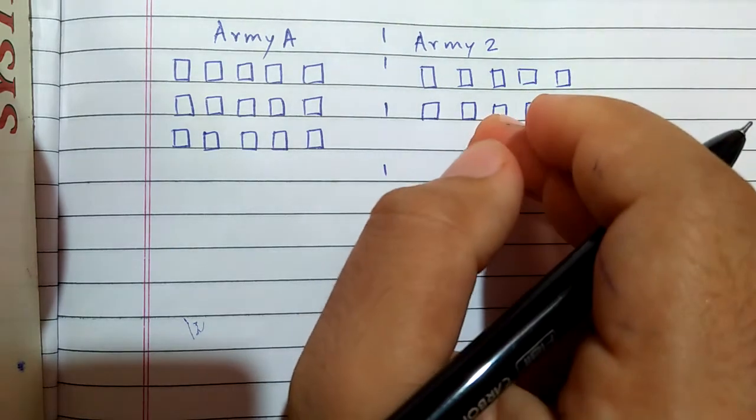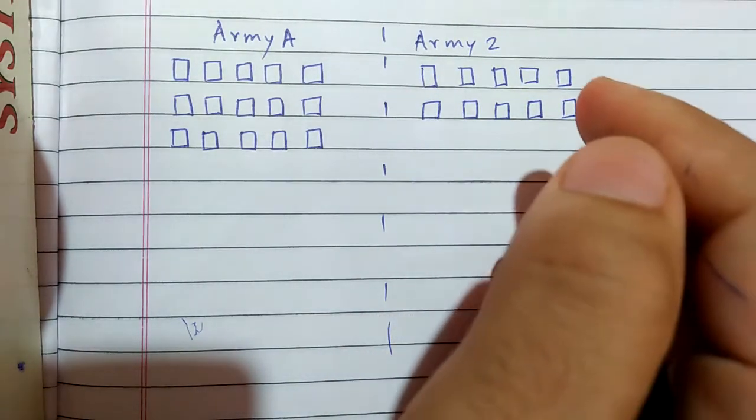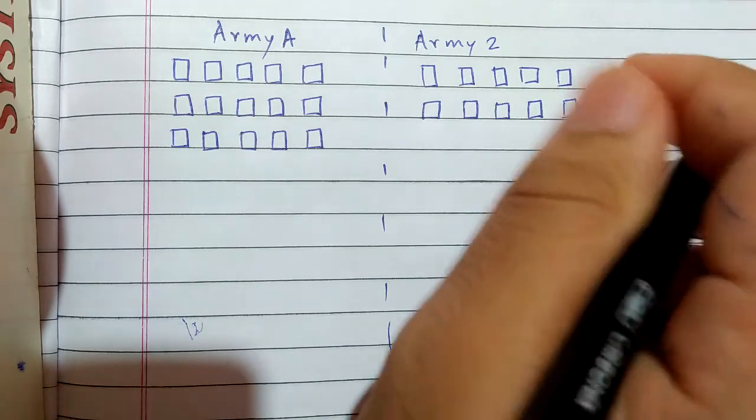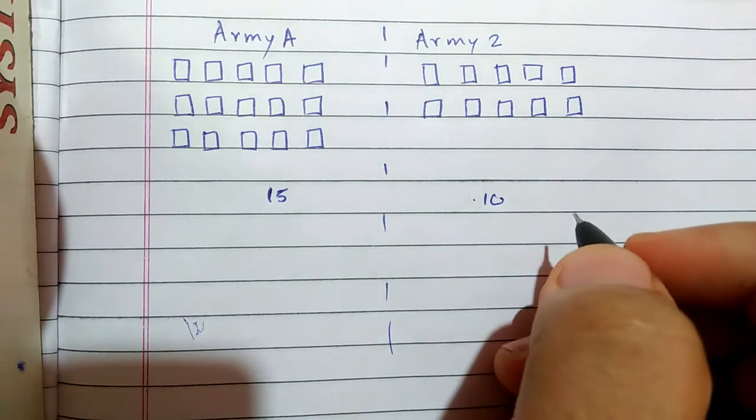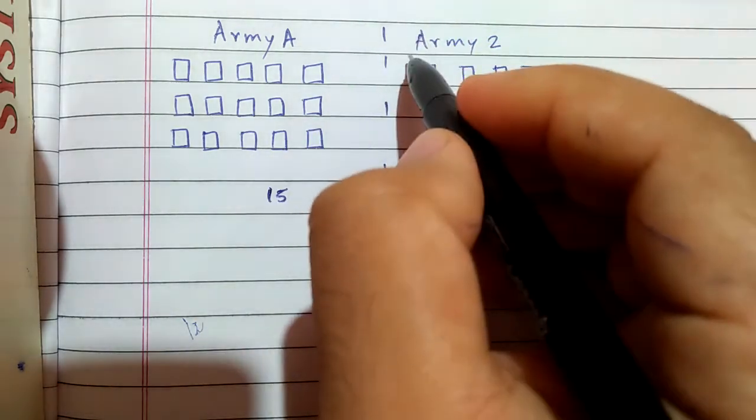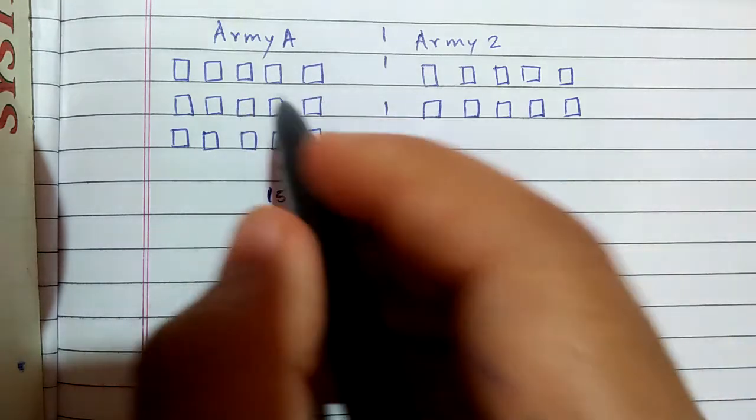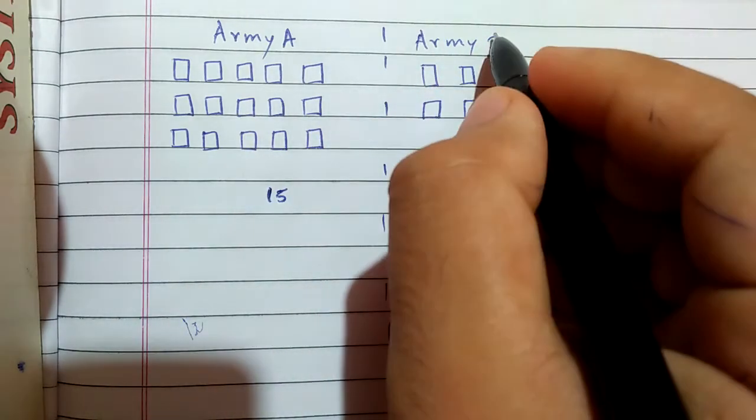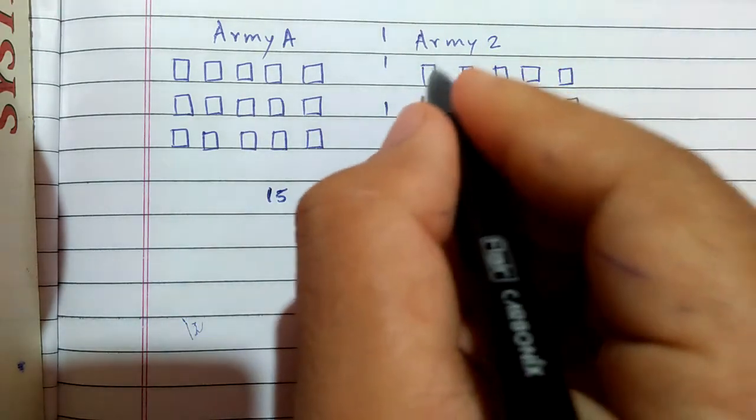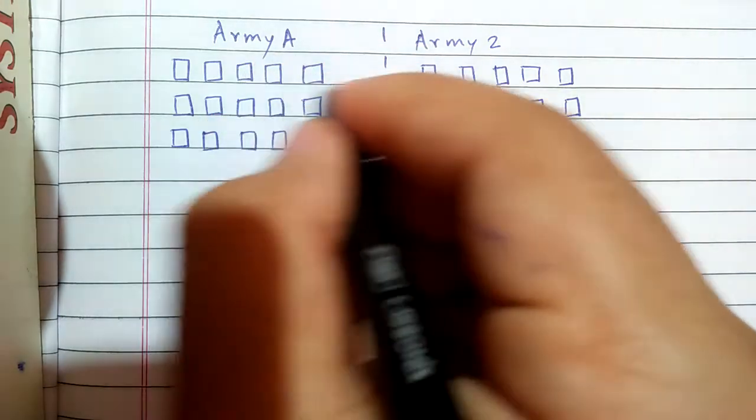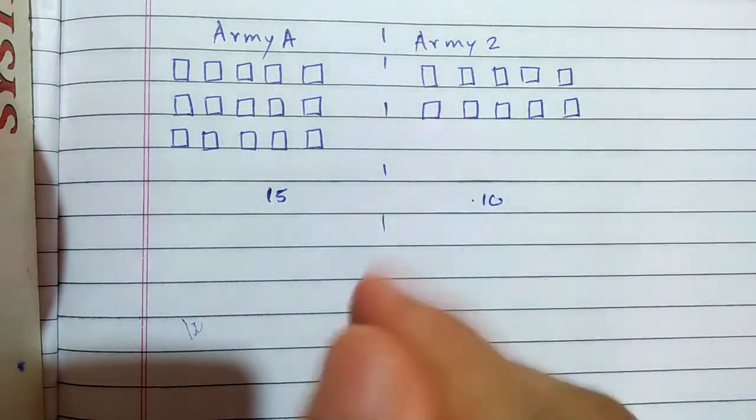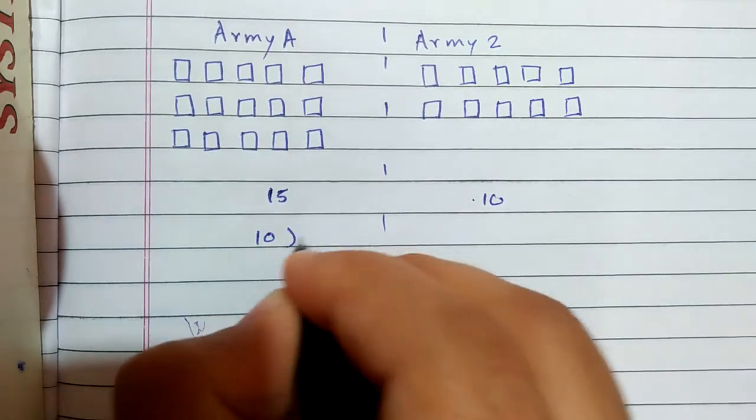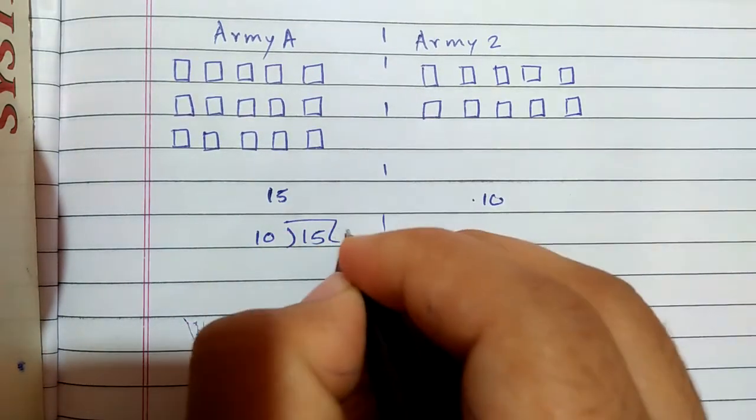So we can solve this using the remainder. This is 15 and this is 10. First of all, we find out which army has the lowest number of members. We know that army B has the lowest, so we try to divide army A by army B. When we divide 15 by 10, we get the remainder 5.